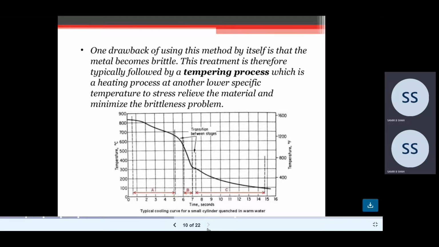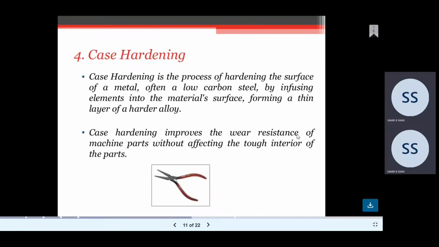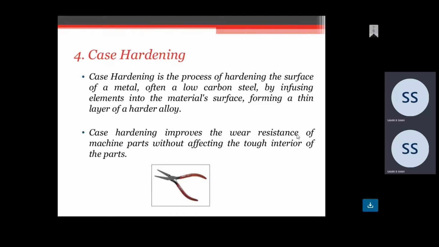So what happens with this? It is a heating process at another, lower specific temperature. Okay, it will take a different temperature, and there it will relieve the stress. Due to that, the brittleness disadvantage may reduce in some cases.